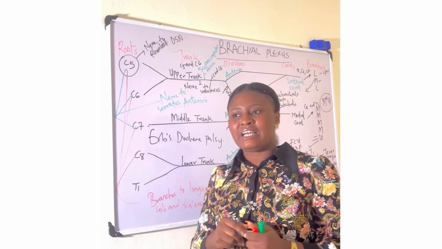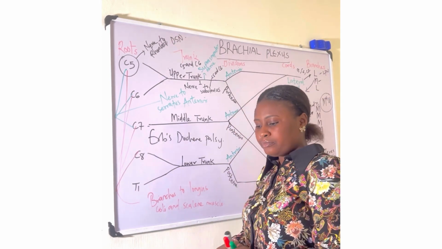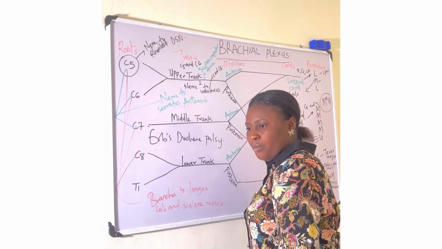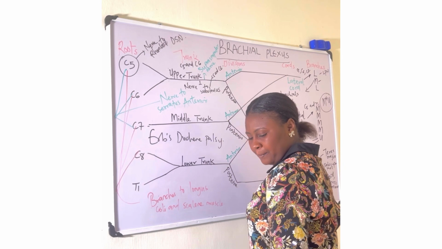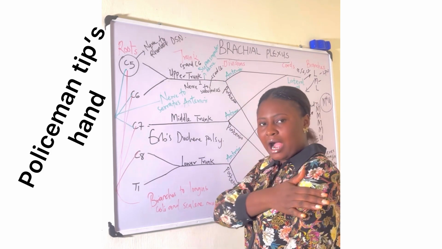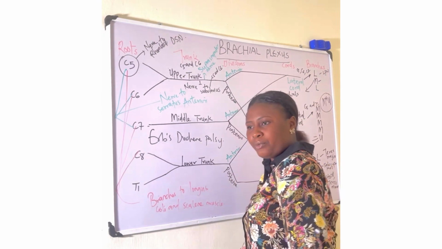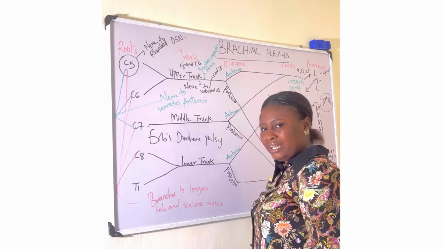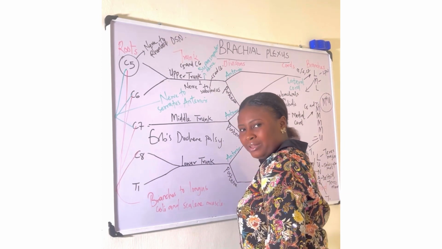And when these muscles are affected, what deformity arises? The person is going to look like this. We'll call it the policeman's tip, just like the waiter's tip. Now you know this is your arm and this is your forearm. This forearm is extended and pronated, like going backwards. So it's going to be extended and pronated.